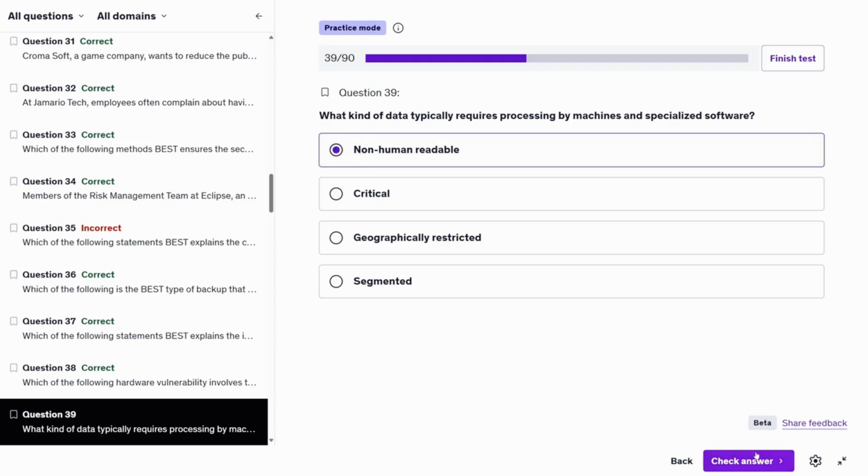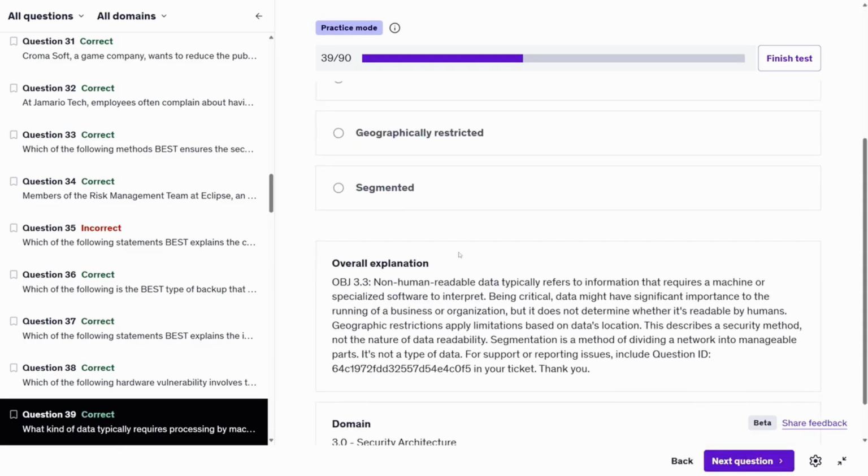And we would call that non-human readable. So the answer is A. Non-human readable data typically refers to information that requires machine or specialized software to interpret. Being critical, data might have significant importance to the running of a business or organization, but it does not determine whether it's readable by humans.